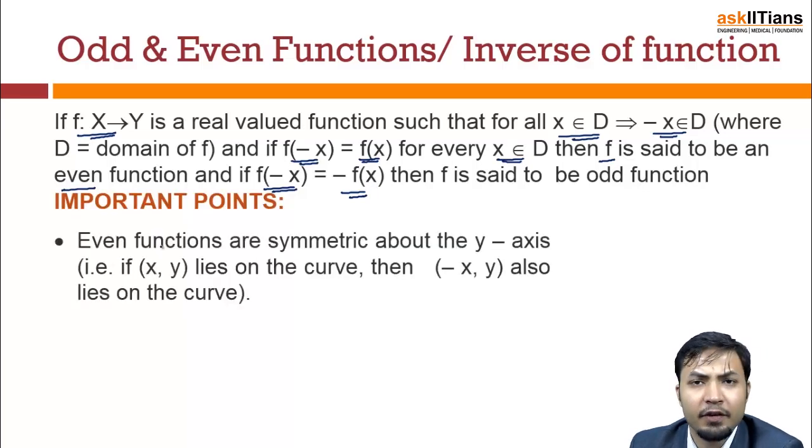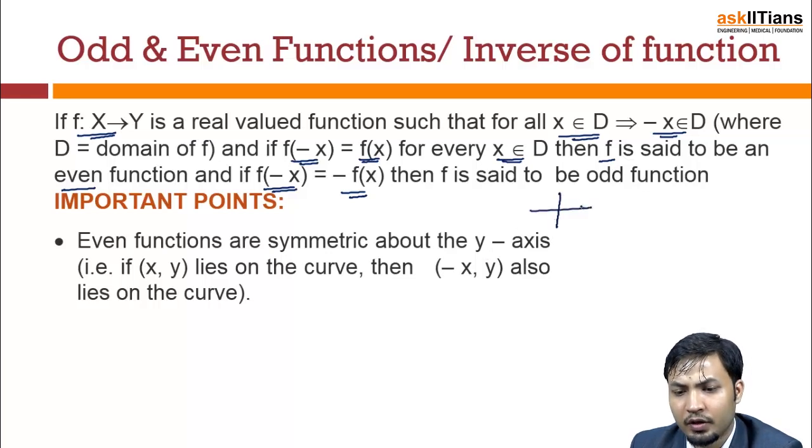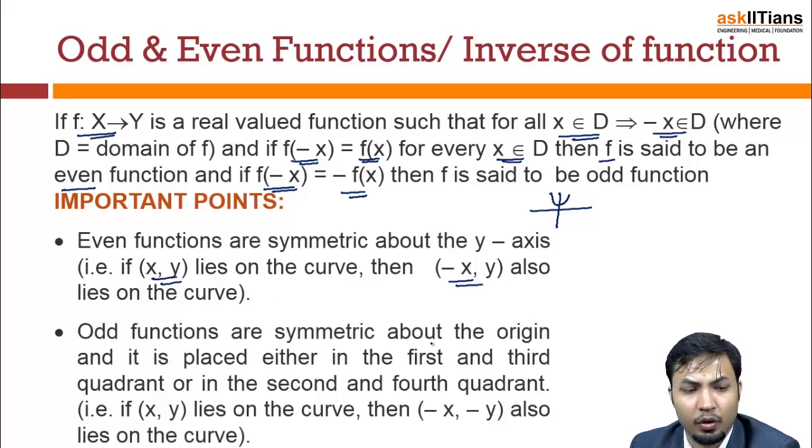Now, even functions are symmetrical about the y-axis. That is, if I draw it in the graph, it will be something like this, symmetrical about the y-axis. If (x, y) lies on the curve, then (minus x, y) also lies on the curve. Odd functions are symmetrical about the origin, and are placed either in the first and third quadrants or in the second and fourth quadrants. So basically it will have the combination of 1 and 3, or 2 and 4. If (x, y) lies on the curve, then (minus x, minus y) will also lie on the curve.